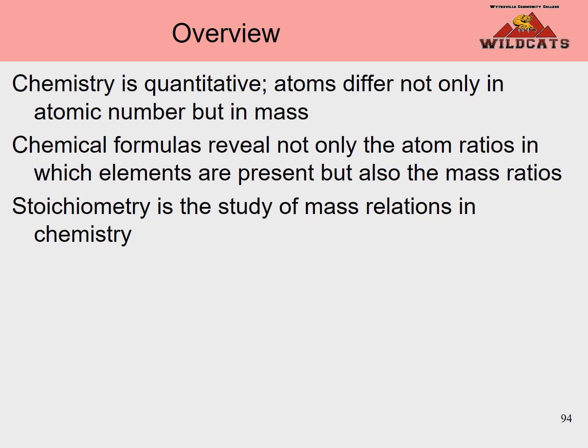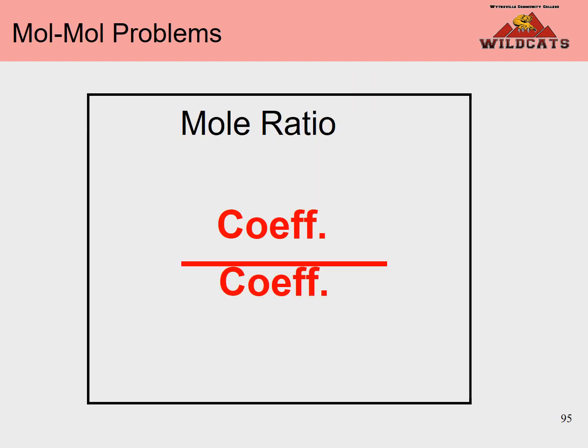And now what we're going to do is take a look at the mass relationships in chemistry, or more specifically, the mass relationships in chemical reactions. So the first thing we need to take a look at is what's called the mole ratio. This comes from those coefficients that we were using to balance equations in the previous sections.